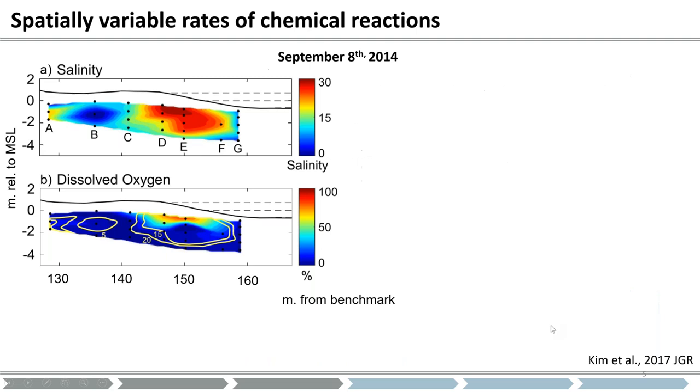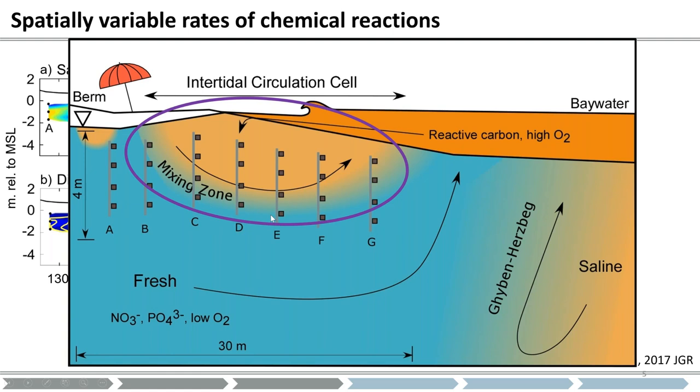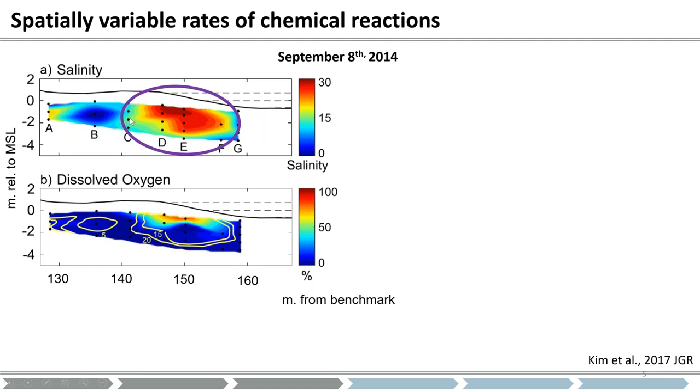So I'll show you some data. And here is a salinity distribution in panel A. The warmer colors indicate salinity of the bay water. And to go back to the schematic diagram, here's that circulation cell that I was showing you. And you can see here that the circulation cell is very well defined in its geometry and its extent.